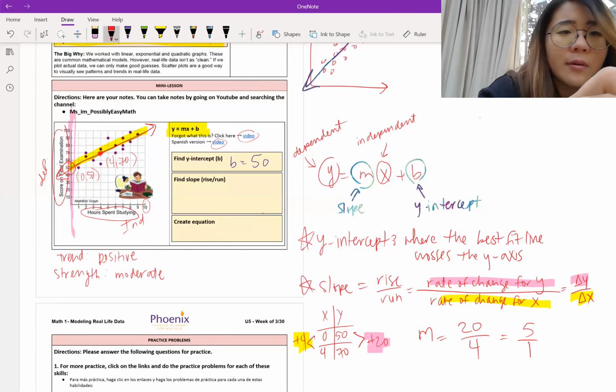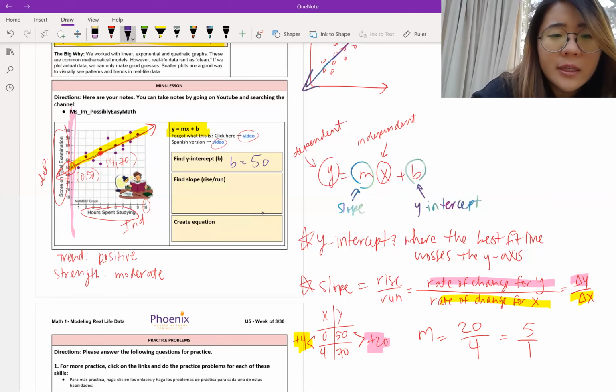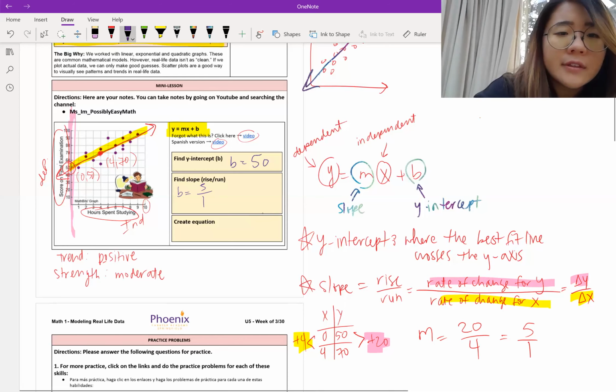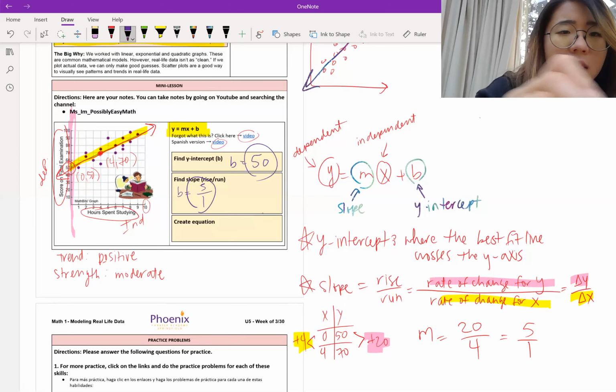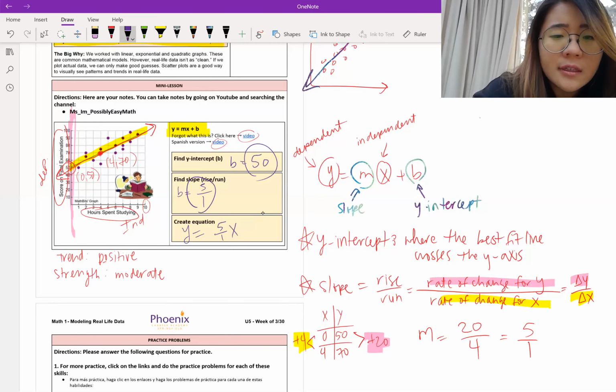In that case, I'm going to switch to my purple pen. M is going to be 5 over 1. Now that I have these two numbers, I can basically write my equation. So I know that y is equal to 5/1 x plus 50.